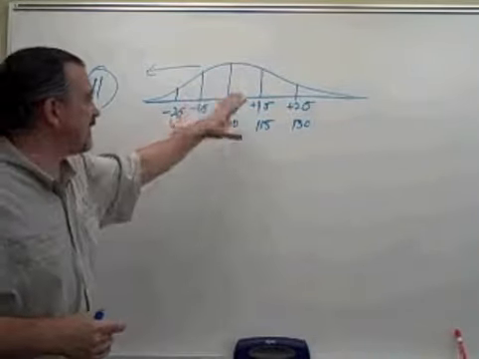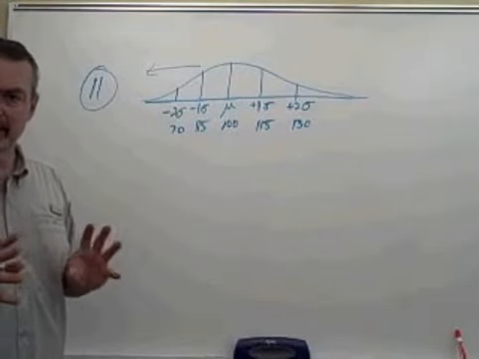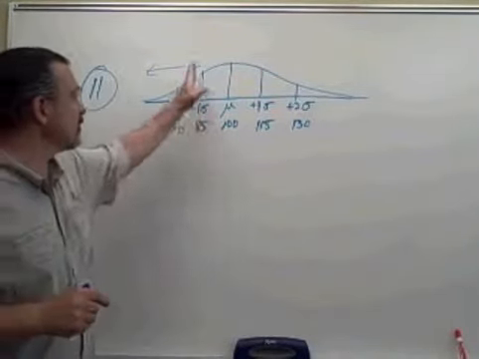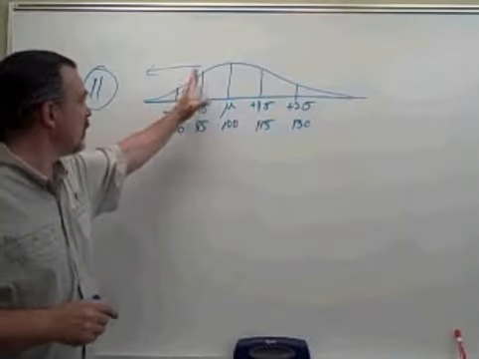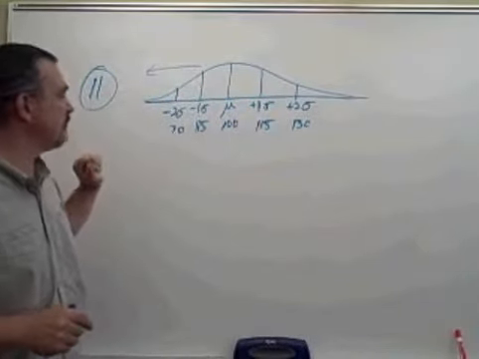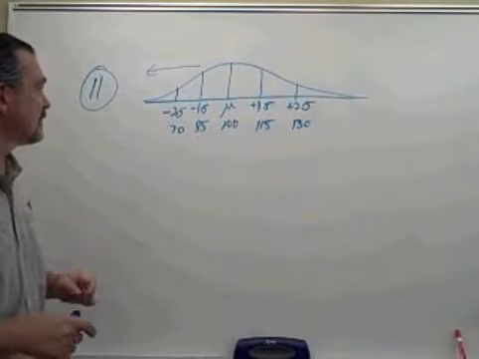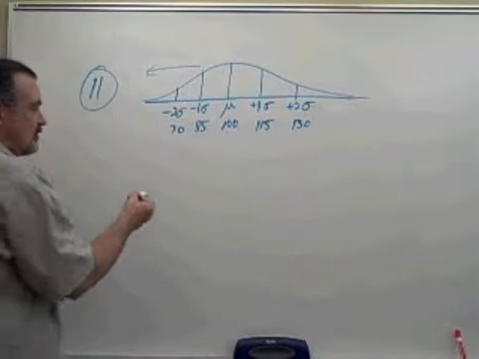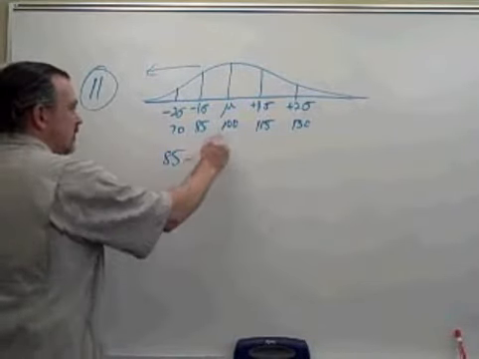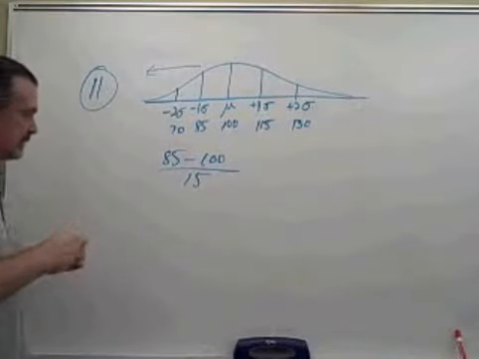And the way we find the area under the curve is to first find the z-score of the data point we're talking about. So here, the data point we're talking about is 85. We want to know what's the percentage below 85. So we want to know from this data point to the left. So we first of all find the z-score of that data point. So that would be the data point minus the mean divided by the standard deviation.